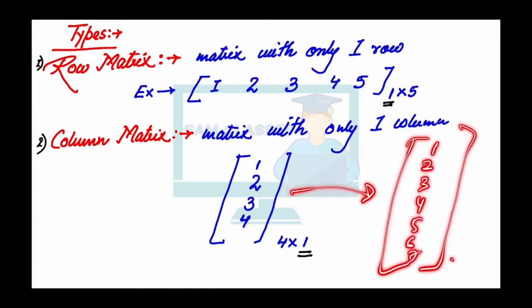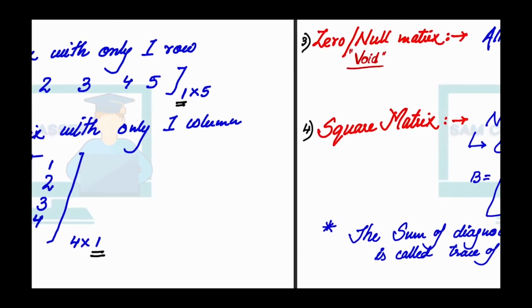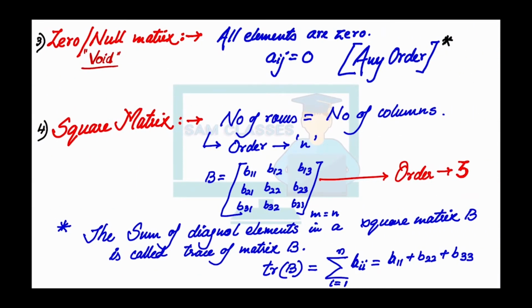So I can write it as 7 rows here and 1 column. So this is a column matrix. Now coming to the next type, 0 / null / void. A lot of people say 0 matrix, a lot of people say null matrix, a lot of people say void matrix. So don't get confused. All three things belong to the same thing. They all point to the matrix where all the elements are 0.